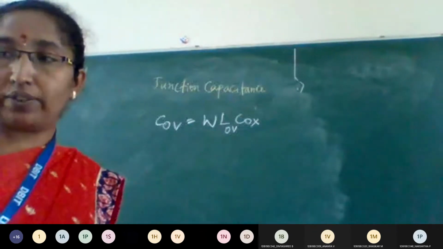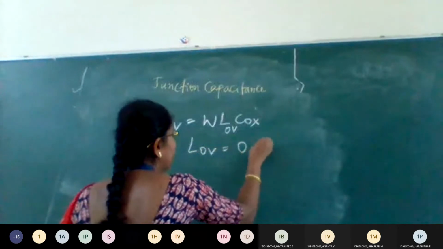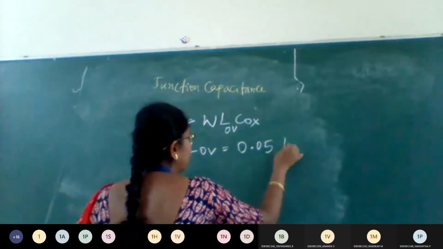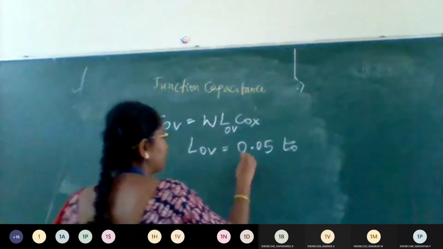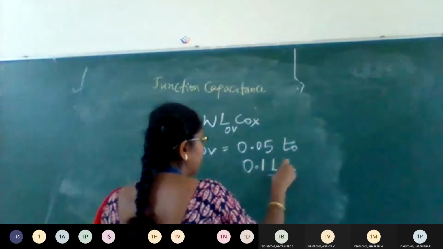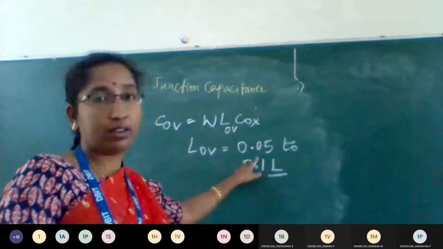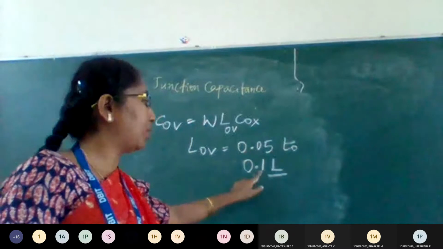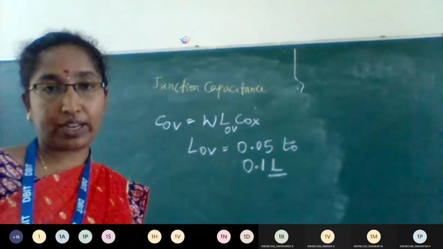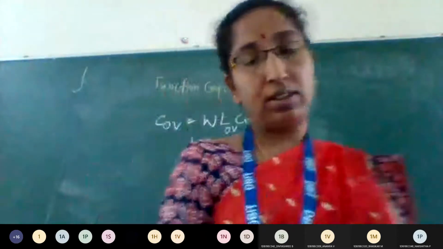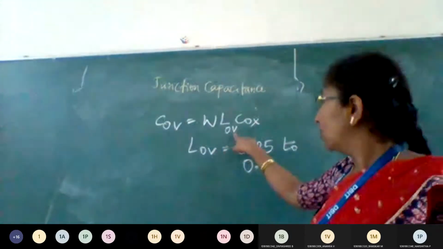Okay, so LOV ranges from 0.05 to 0.1 L. Compared to the normal length, this much will be overlap, 0.05 to 0.1 times L between source and the drain. Make a note of this formula also. This is overlap capacitance. Overlap length is denoted by LOV.